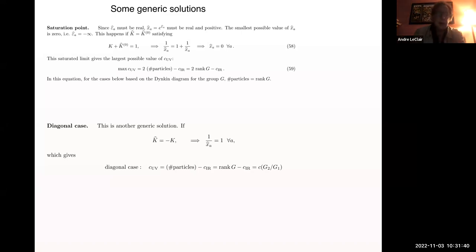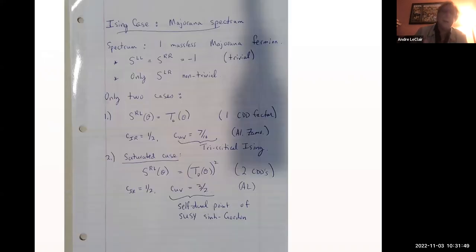Then there's other cases where all the X's are one. You can choose K hat that way. Okay, so let's go back to the Ising case. Let's take the Majorana spectrum, single massless fermion. Left-right is minus one, so only left-right is non-trivial. There's two cases, which were previously known. The first is the famous flow from tricritical Ising to Ising, where the ultraviolet central charge is 7/10. And then I found the saturated case where the ultraviolet central charge was 3/2.